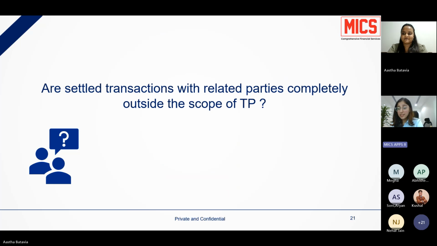This is an interesting one and requires a lot of engineering to be done at an organizational level. I was very scared of TP, and therefore, what did I do? I settled all my transactions before the year end. I did not make that transaction reach my year end balance. And therefore, when I settled the transactions with related party before my year end, are the transactions outside the scope of transfer pricing? Can I have either a thumb or a raise of hand?